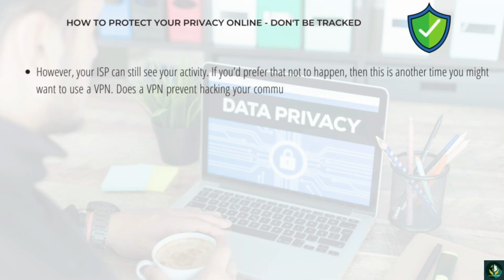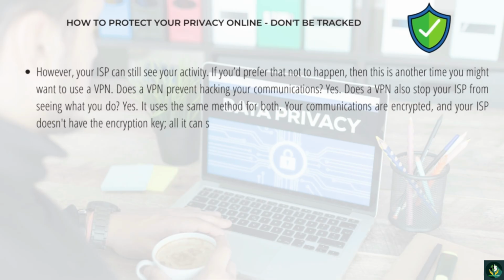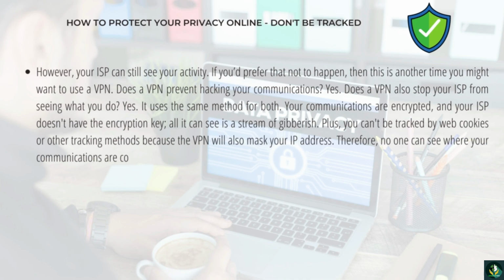Does a VPN prevent hacking your communications? Yes. Does a VPN also stop your ISP from seeing what you do? Yes. It uses the same method for both. Your communications are encrypted, and your ISP doesn't have the encryption key. All it can see is a stream of gibberish. Plus, you can't be tracked by web cookies or other tracking methods because the VPN will also mask your IP address. Therefore, no one can see where your communications are coming from.